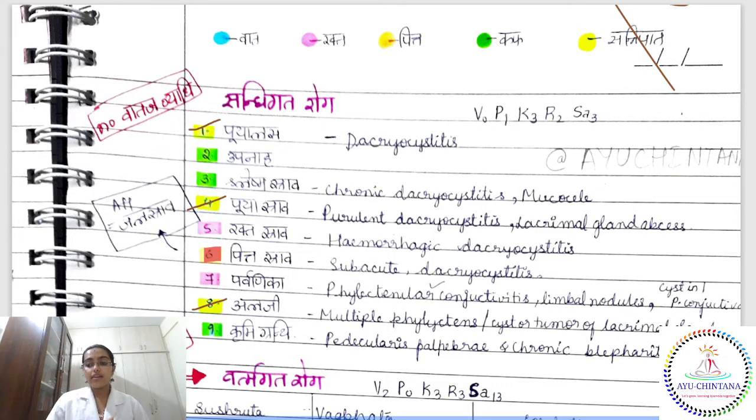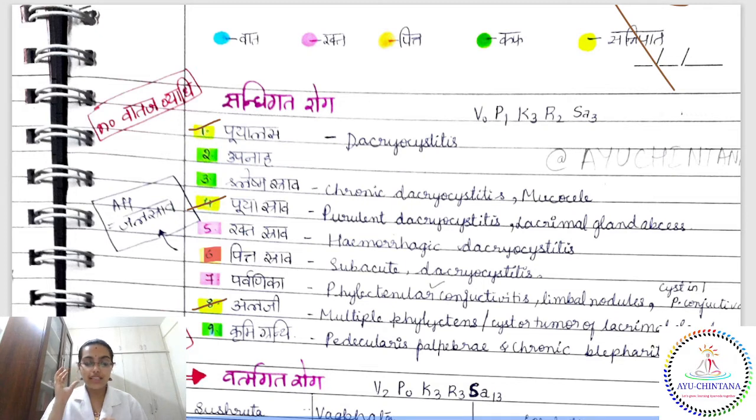Now we have, if it is sadhya vyadhi, how it is sadhya. Okay, that one point we have. If it is sadhya, how it is sadhya. Okay. So taking Puyalasa, Upanaha, Parvanika and Krumigranthi. First one, Puyalasa.